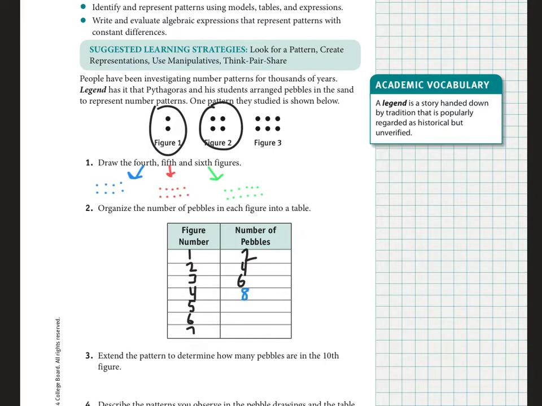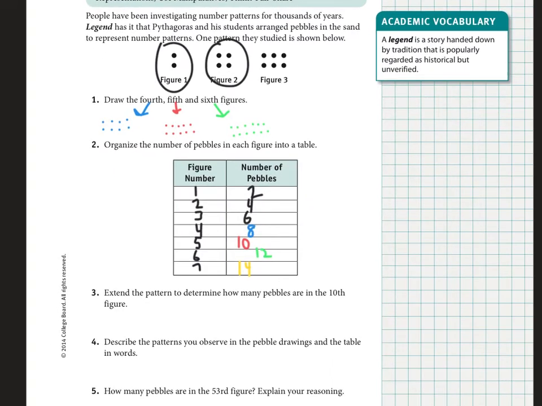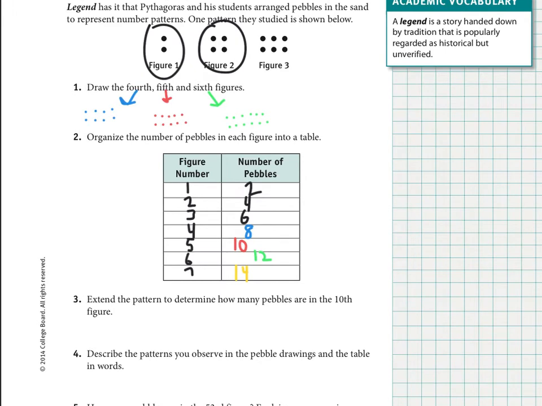It was 2 rows with 4 each. The fifth figure was 2 rows with 5 each, so a total of 10. The sixth figure was 2 rows with 6 each, 12. And if we had to go to the 7th, what would you guess? 14? Okay. All right, so let's extend the pattern to determine how many would be in the 10th figure. In the 7th there was 14. In the 8th there should be 16. In the 9th should be 18. So in the 10th we would expect there to be 20 pebbles.